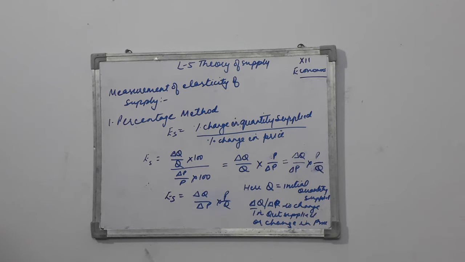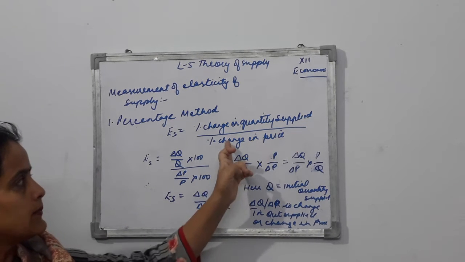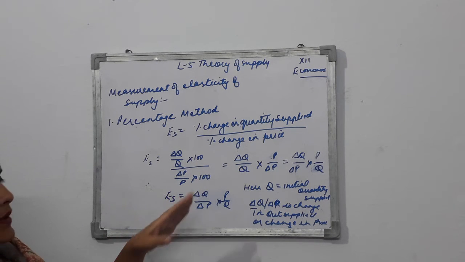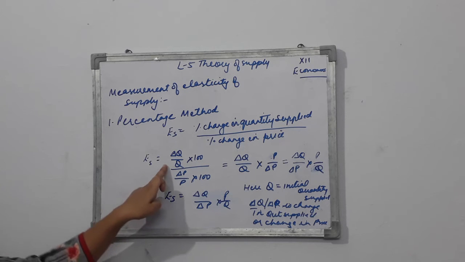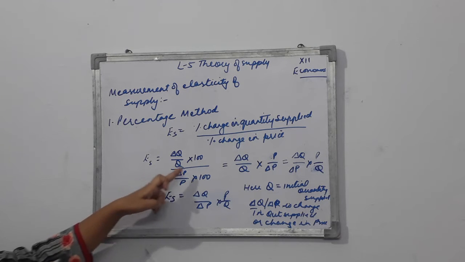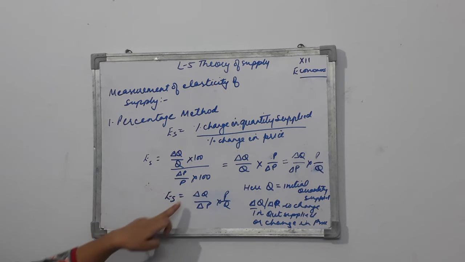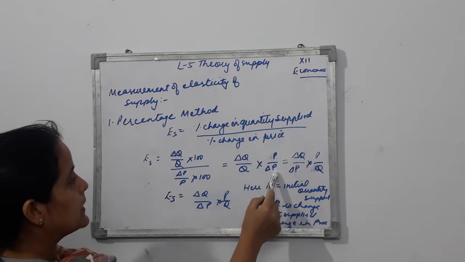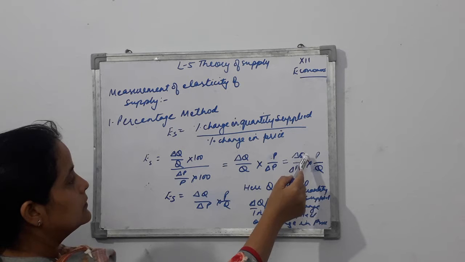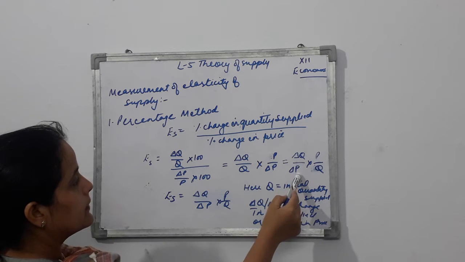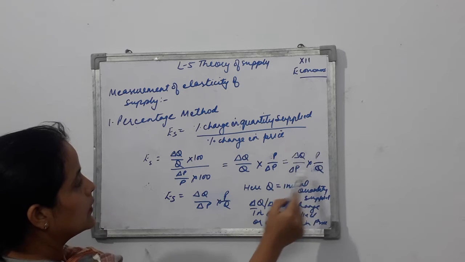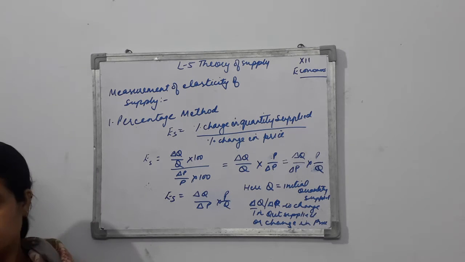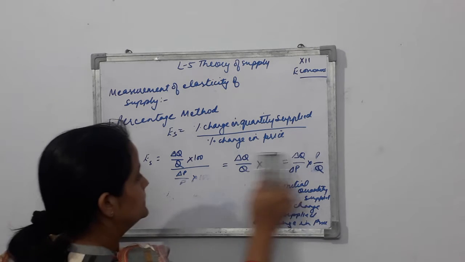Just have a look. Percentage method: percentage change in quantity supplied upon percentage change in price. Very simple. Putting it with symbols, delta Q upon Q into 100 upon delta P upon P into 100. We solve it and finally you are going to have delta Q upon delta P into P upon Q. Let's take an example.